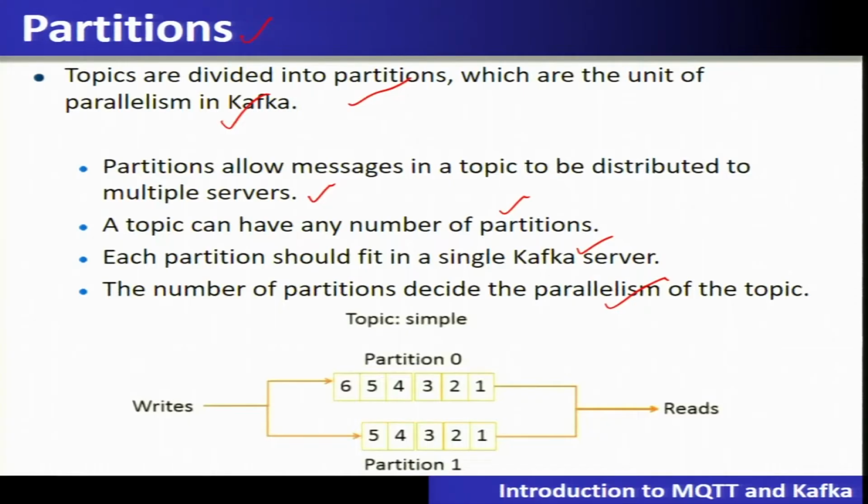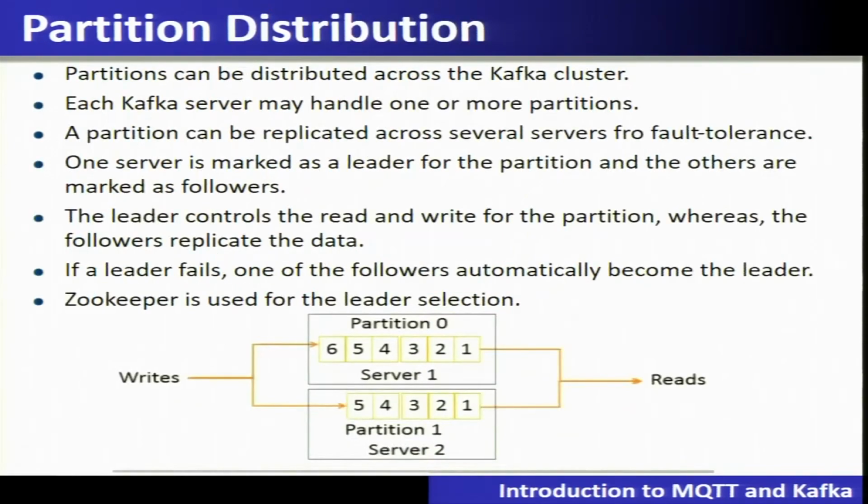So here you can see that simultaneously the write can happen on both the partitions. Why? Because these partitions are separately handled on the distributed servers, so they can go in parallel. Had it been only one partition, the messages would go one at a time. Therefore the number of partitions decides the parallelism of that particular topic, and therefore scalability and efficiency are also ensured.